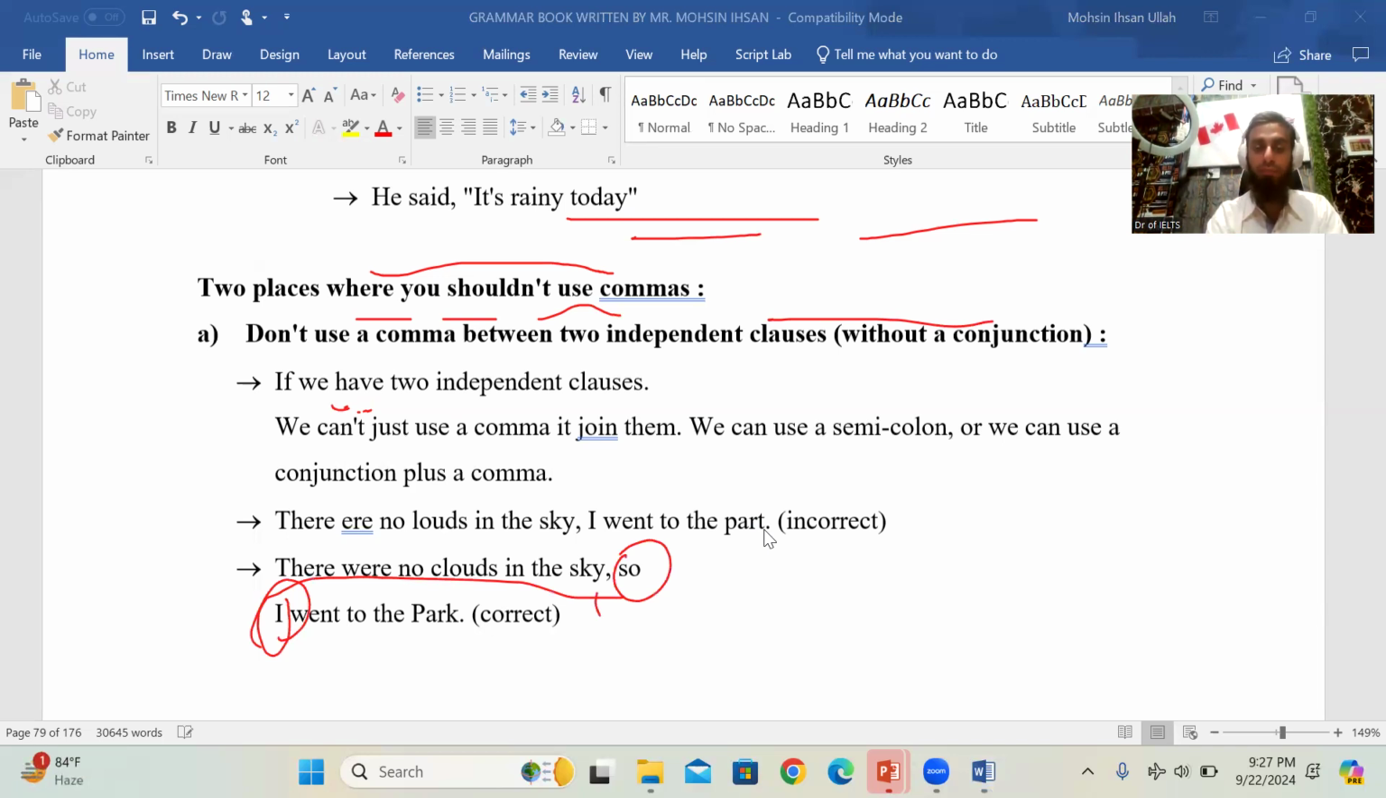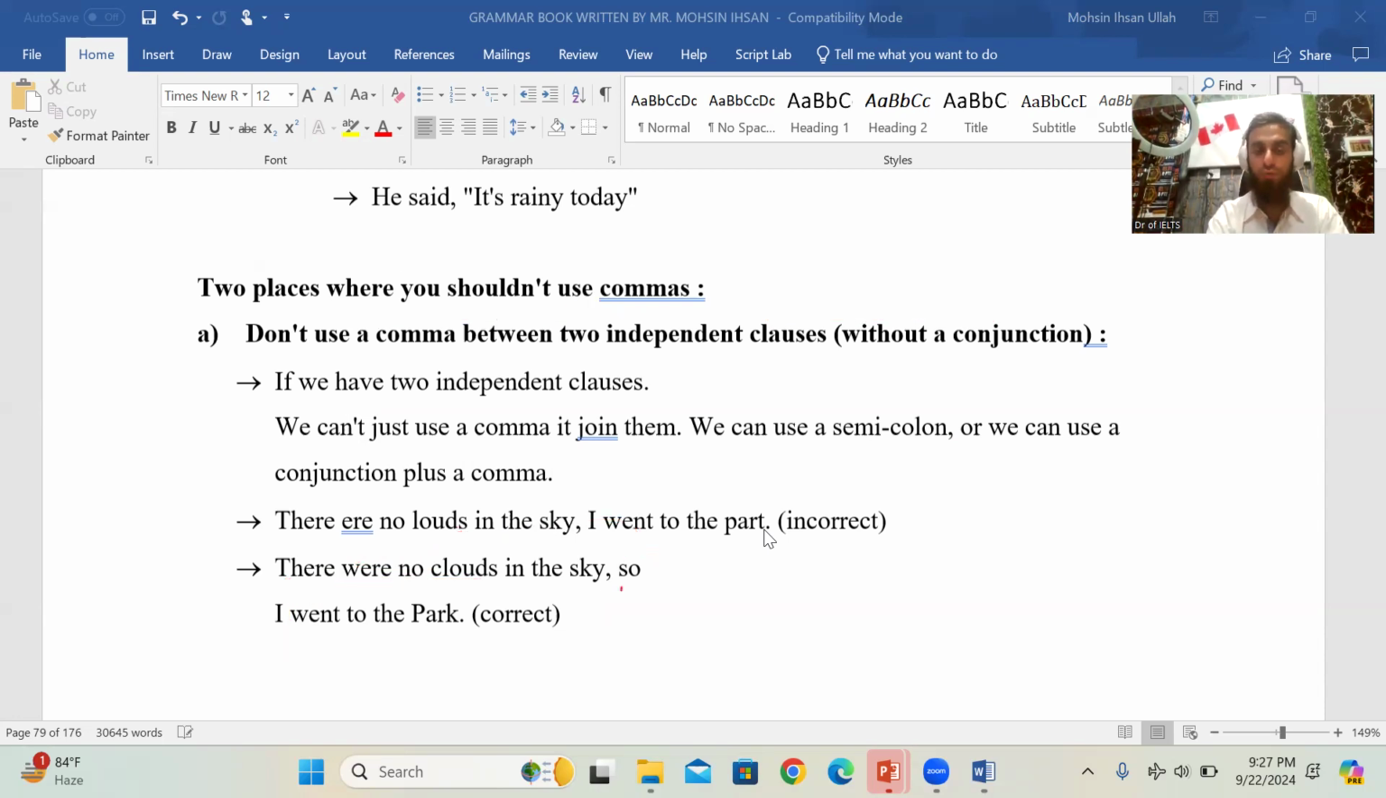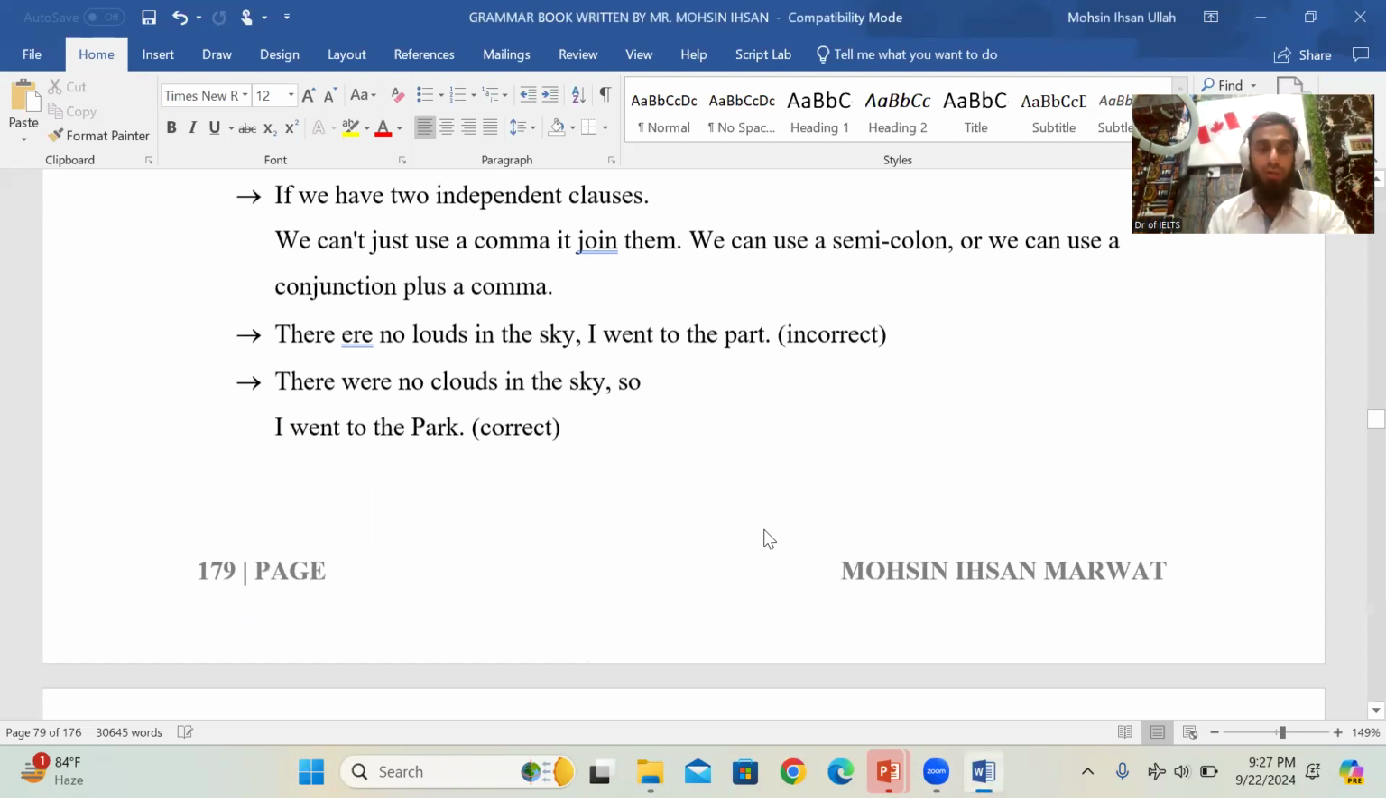So if after these words we use a pronoun like I, he, we, you, they, she, someone, anyone, no one, all these words, then before so we use a comma, right? I hope it is clear. But after so, if there is no pronoun, then no comma. Okay. Now look at another part.